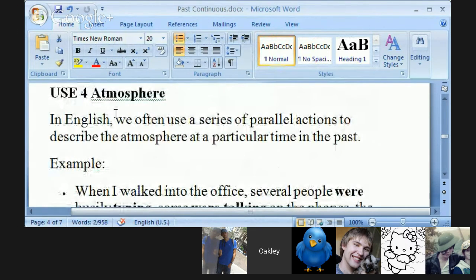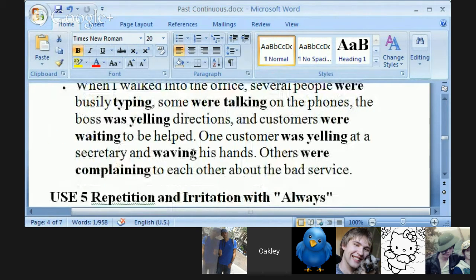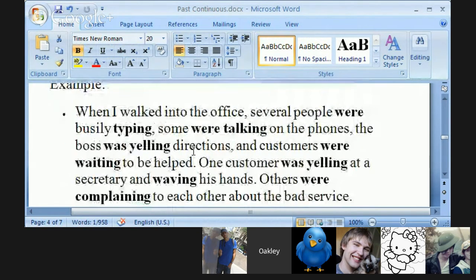Another kind of use is to talk about the atmosphere of a place. In English, we often use a series of parallel actions to describe the atmosphere at a particular time in the past. All right, so may I interrupt you?